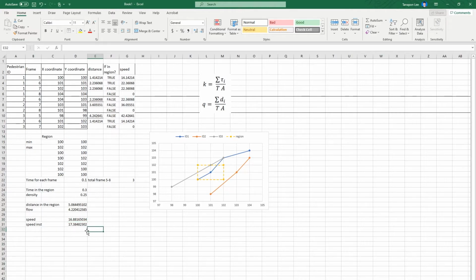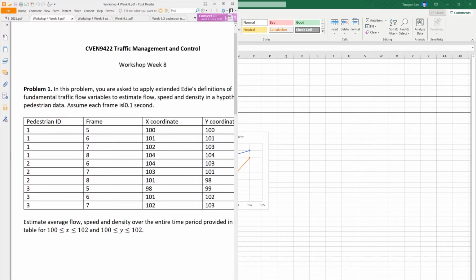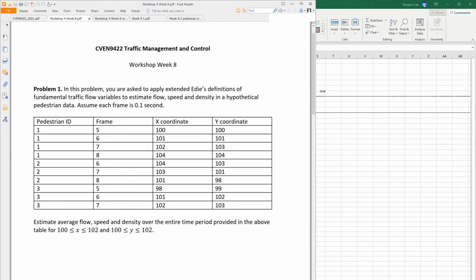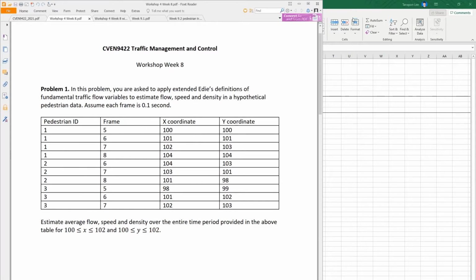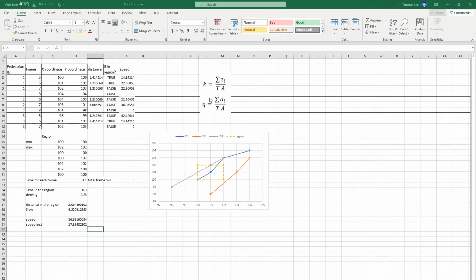Yeah. So is that everything? Speed, hypothetical. Yeah. So that is the idea for this first problem. Hopefully you understand how to do it. You can do this in a more systematic way in MATLAB, for example.